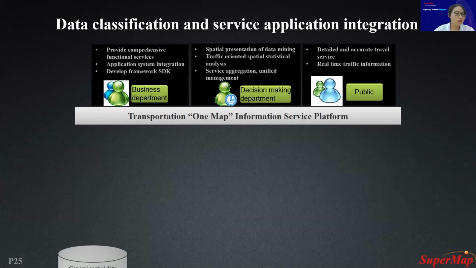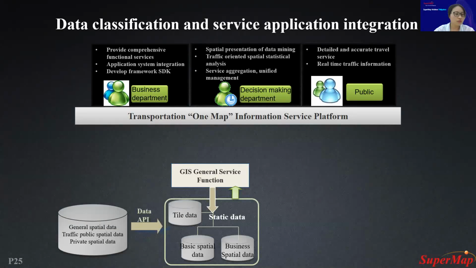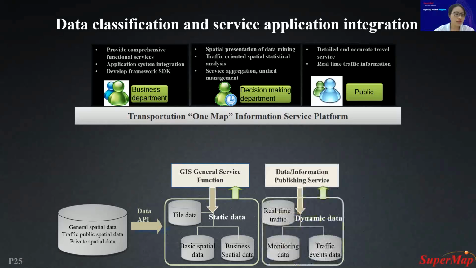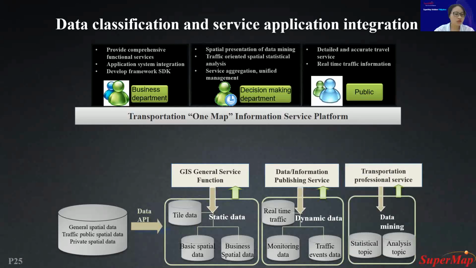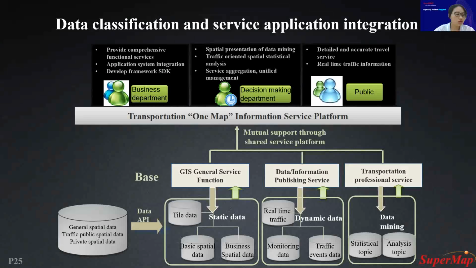Therefore, we first need to publish static data as GIS general services to provide the basic functional services. The dynamic data is published as data publishing services, providing real-time services. We also need to publish data mining results as professional transportation services, which provide statistical services and analysis services. Finally, mutual support is realized through the shared service platform.